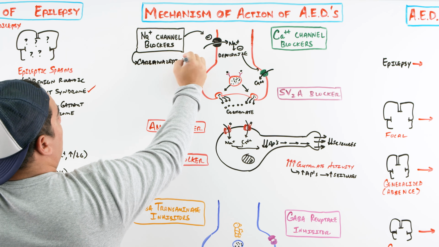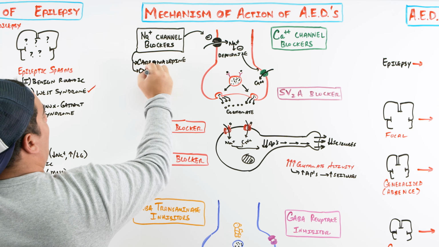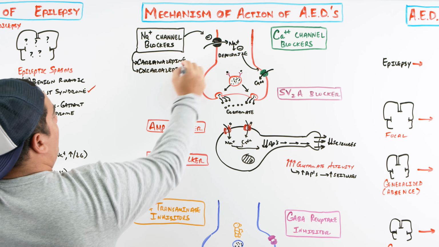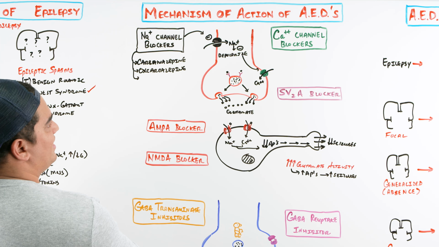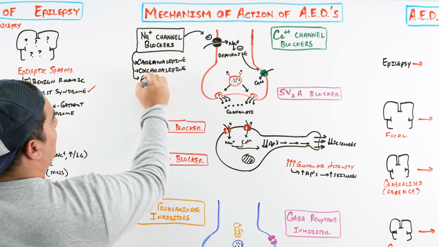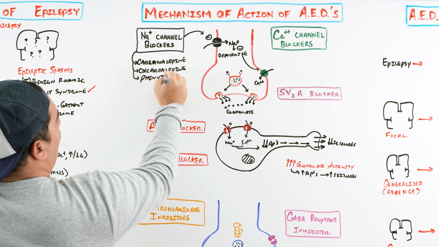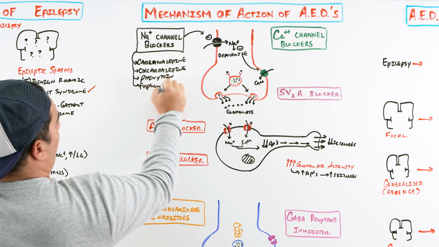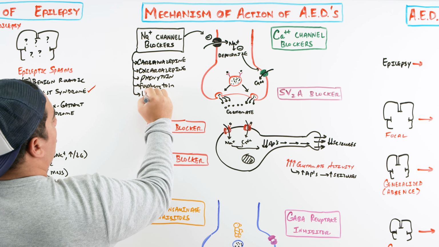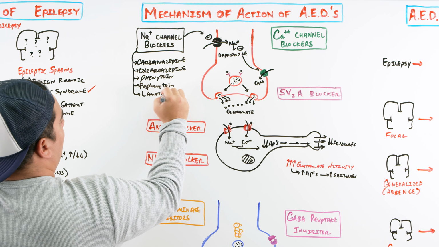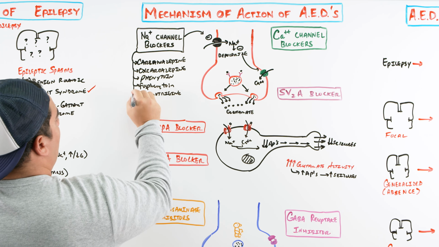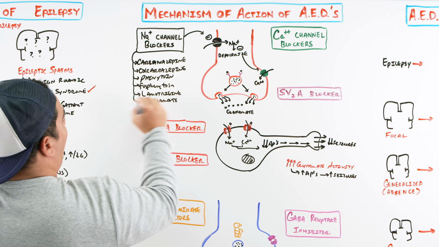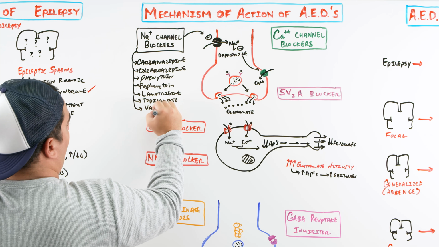Carbamazepine. Another one is a close friend or cousin of it, which is called oxcarbazepine. Another good drug that you can actually put in this category is called phenytoin. And then its cousin, fosphenytoin. Another one is called lamotrigine. Another one is called topiramate. And then the last one that I want to put in this list is what's called valproate.